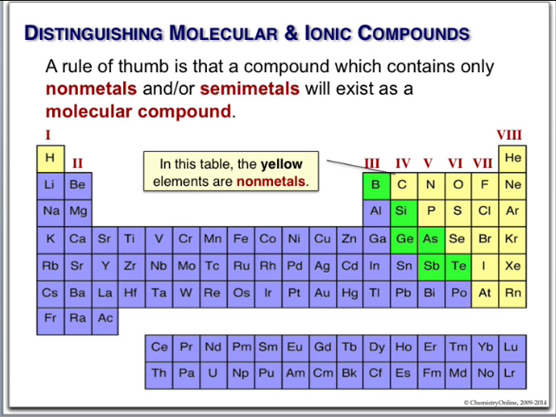We looked at ammonia, which had 1 nitrogen, 3 hydrogens. They're both nonmetals, therefore a molecular compound. We looked at nitrogen gas, 2 nitrogens, again they're both nonmetals, molecular compound. Earlier, we saw methane, 1 carbon, 4 hydrogens, molecular. And we saw sodium chloride. Sodium's a metal. Chlorine's a nonmetal, but if you have a metal in there, it will be ionic.